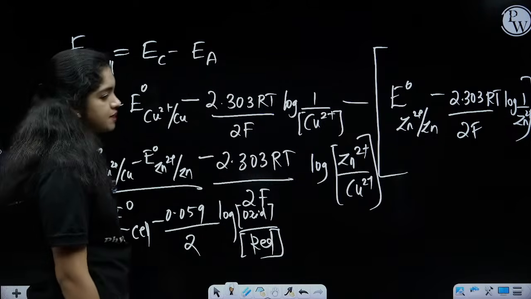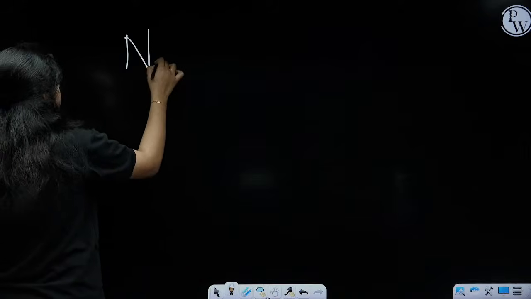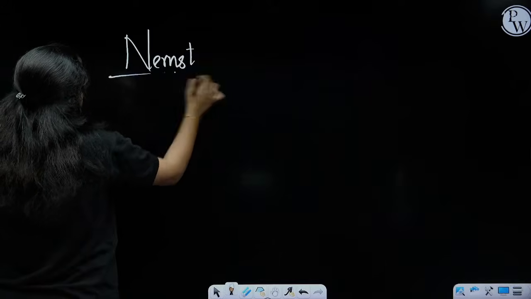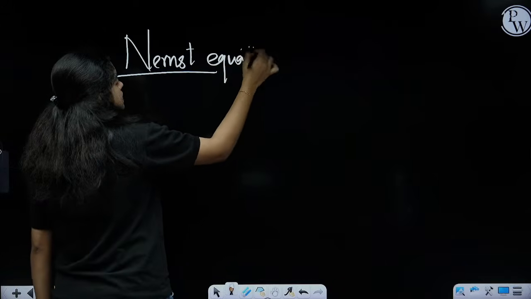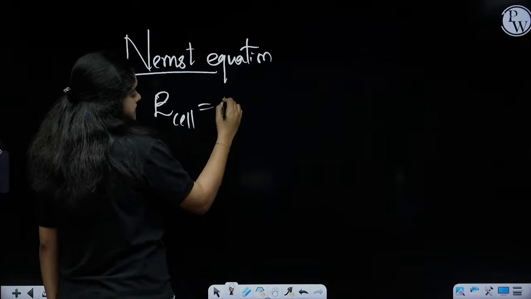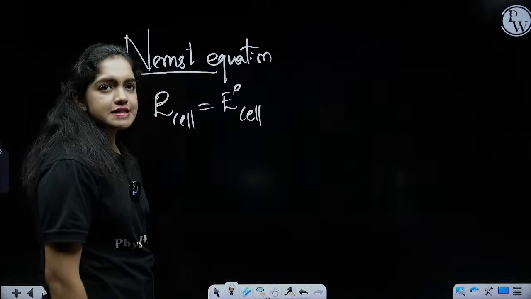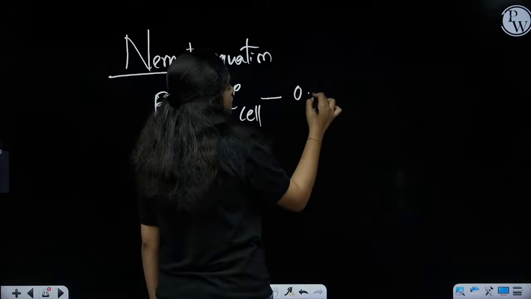So, what is the Nernst equation? E cell is equal to... the Nernst equation will change into E cell is equal to E0 cell. What is E0 cell? The standard electrode potential. E0 cell minus 0.059.